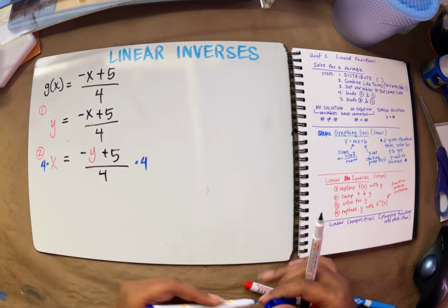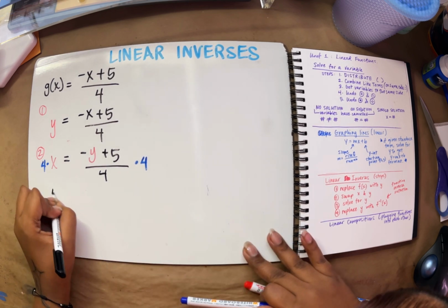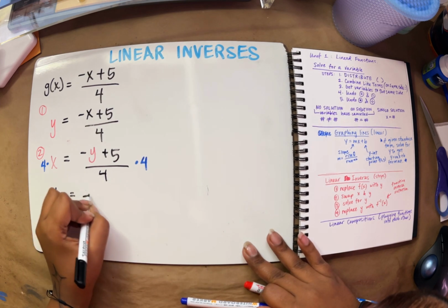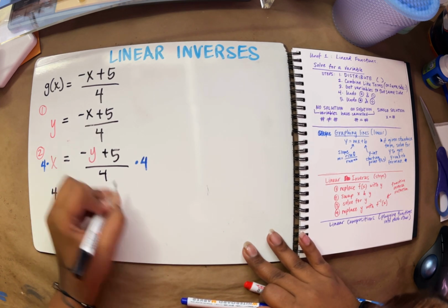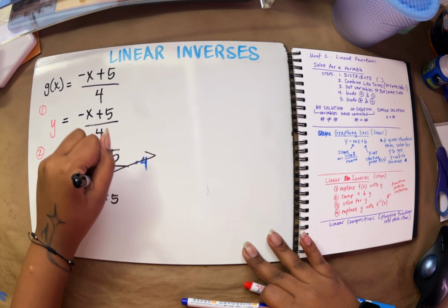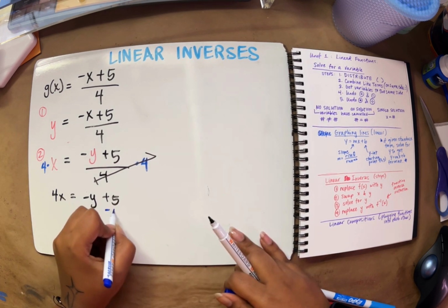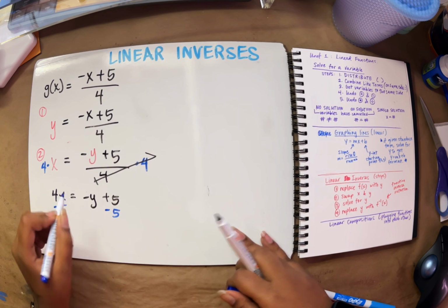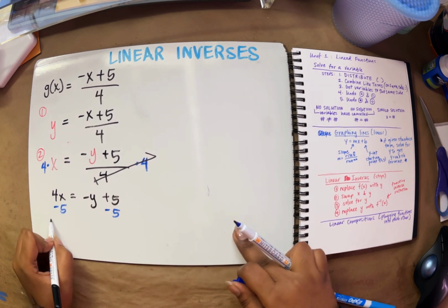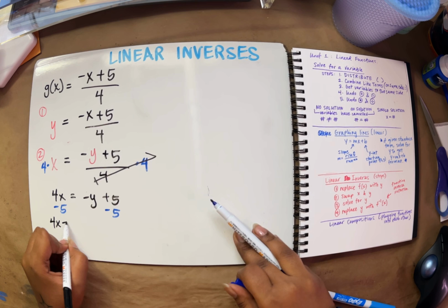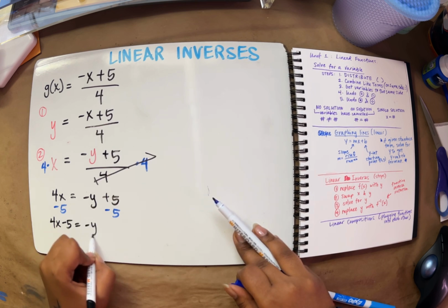So I have 4x is equal to negative y plus 5, and I have a form of 1. 4 divided by 4 is 1. So I have 4x is equal to negative y plus 5. I'm going to now subtract 5 on both sides. I have 4x minus 5 is equal to negative y.